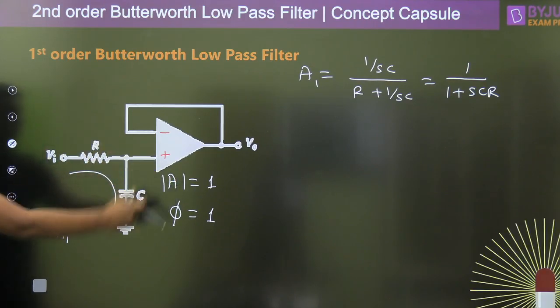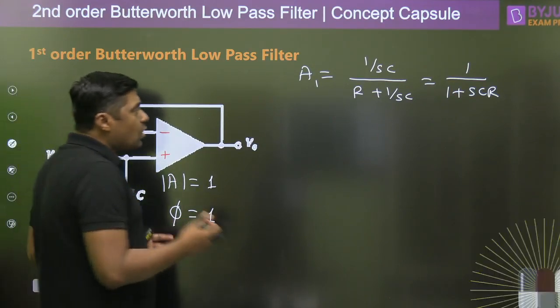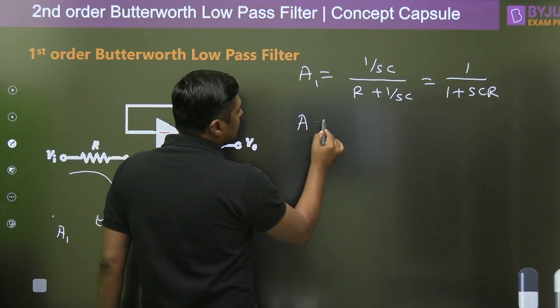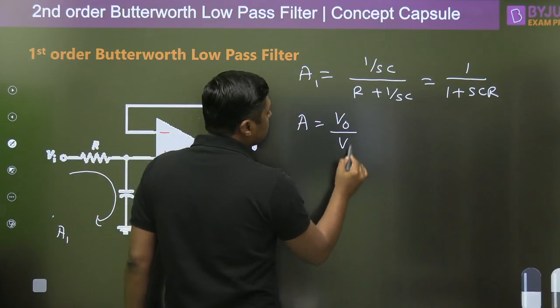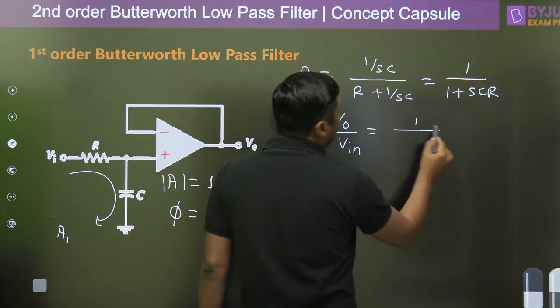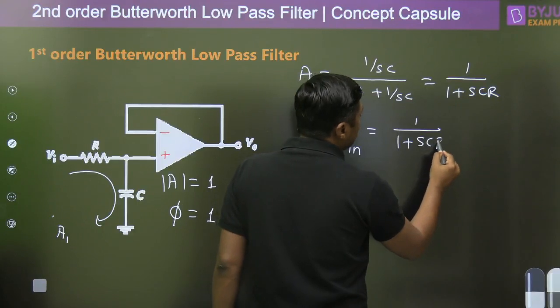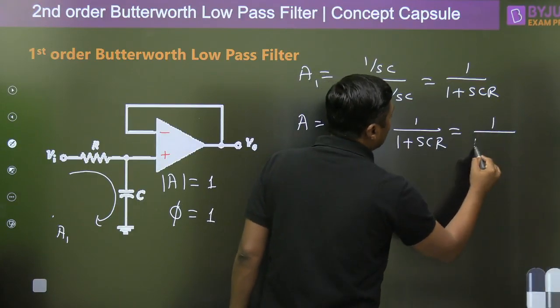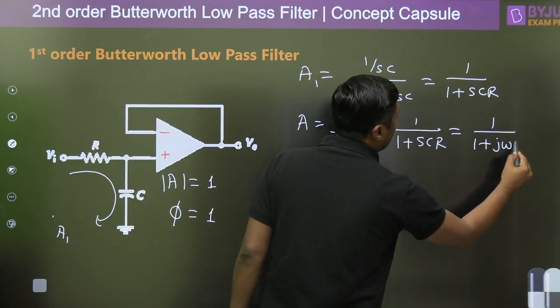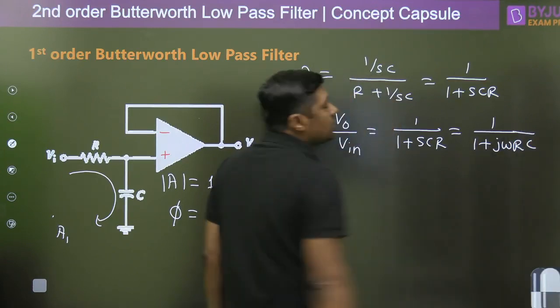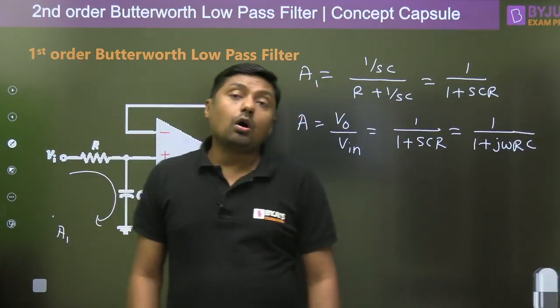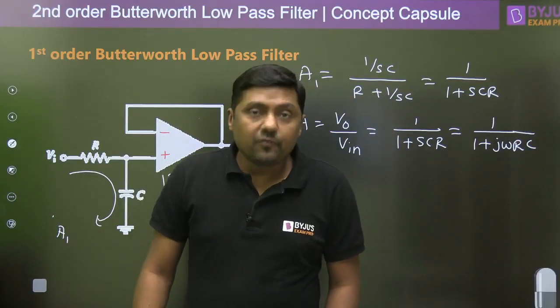What is the gain of the follower? 1. And that's why what is the overall gain? V0 by Vin is given by 1 upon 1 plus SCR. That is nothing but 1 upon 1 plus j omega RC. It is a first order low pass filter.